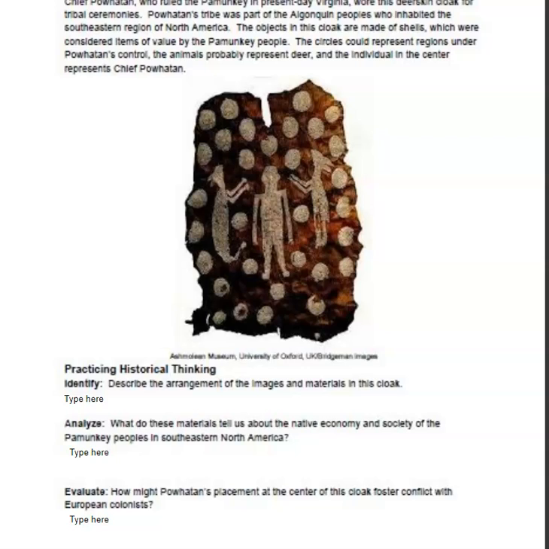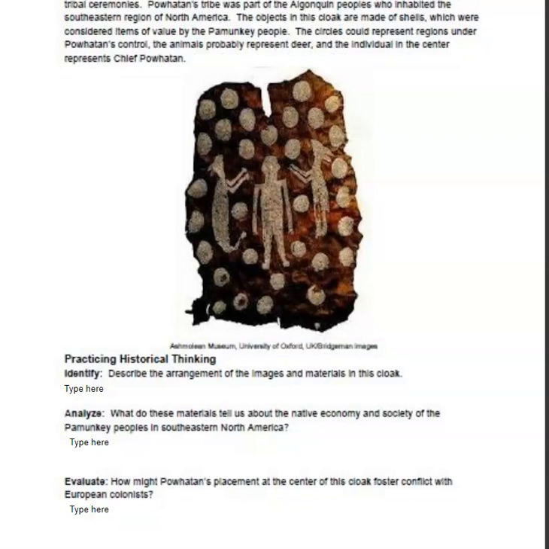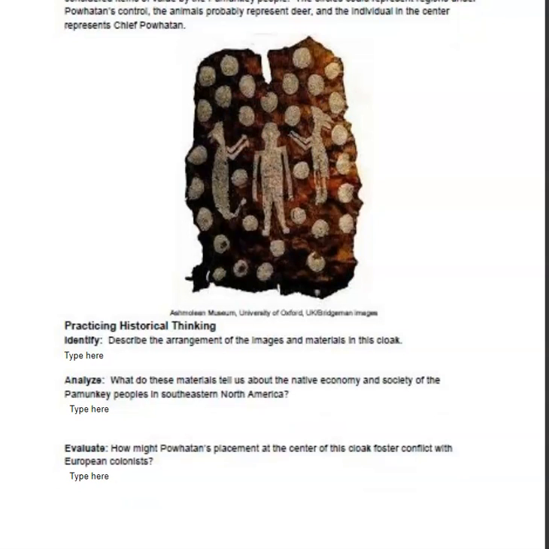Okay. So in the middle, that possibly is Powhatan himself. On either side, you see two deer. So again, they're asking you to describe the arrangement. What's the significance of the figure in the middle? What's the significance of those shells surrounding it? The analysis, what do the materials say about the economy and the society? So obviously there's a hierarchy of some sort with him being in charge, and you can go ahead and analyze there.